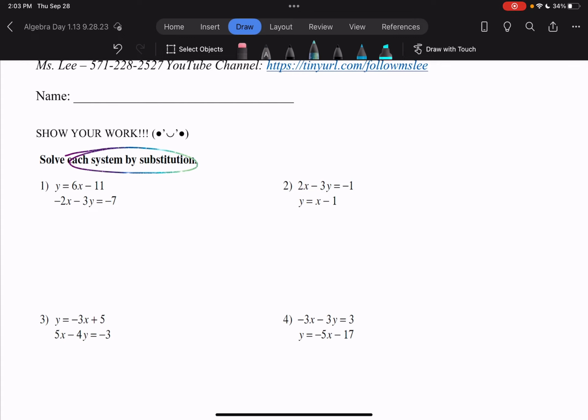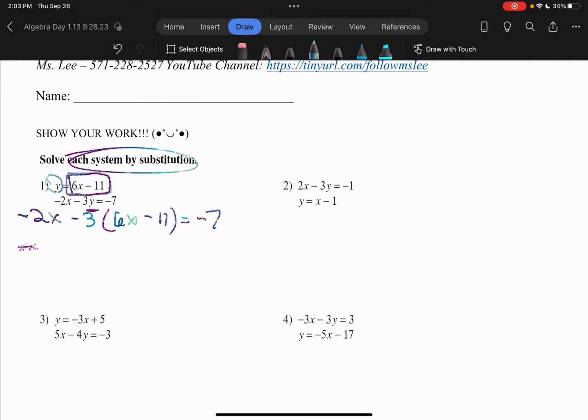Our first one here has y equals 6x minus 11, so we already have a variable solved for. Since it's already y equals, I'm going to take this whole chunk right here and put it in place of y here. So I'm going to rewrite this as negative 2x minus 3 times (6x minus 11) equals negative 7. Again, I'm just taking this y value and replacing it with 6x minus 11 because that's what y equals.